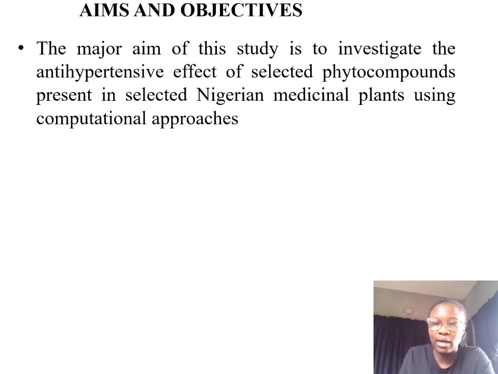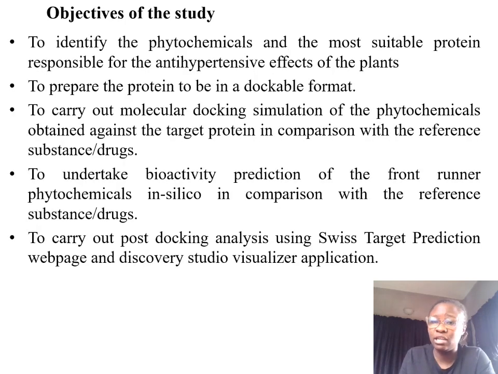Aims of this study. The study tends to investigate the antihypertensive effect of selected phytocompounds present in selected Nigerian medicinal plants using computational approaches. The objectives are to identify the phytocompounds, prepare them in dockable format, identify the protein that is responsible for this antihypertensive effect, carry out molecular docking on them, undertake bioactivity prediction of the frontrunner phytochemicals that will be identified, and also carry out post-docking analysis on them using SwissTarget and Discovery Studio.